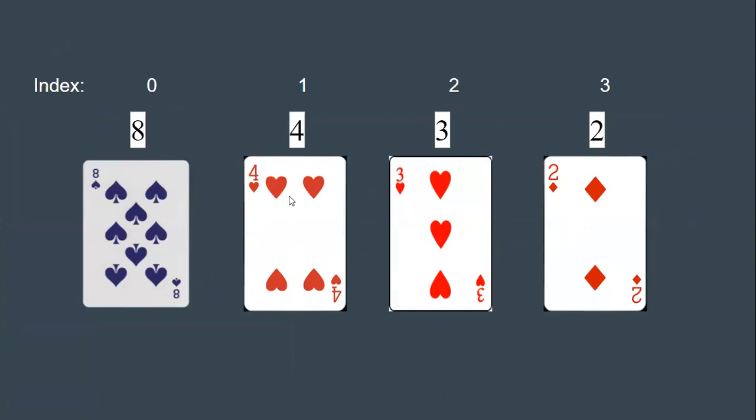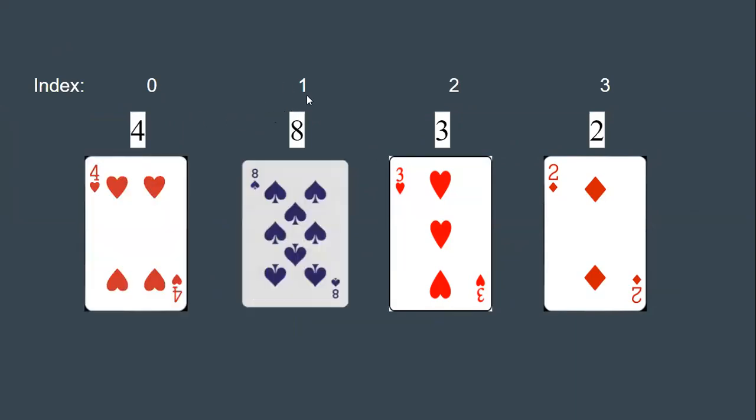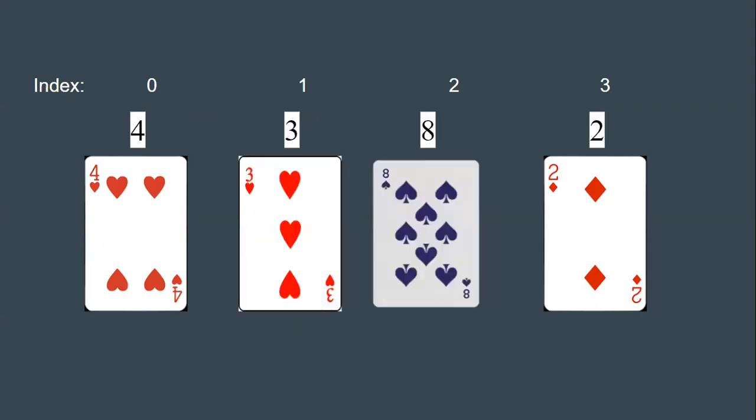Now integrating our steps into this, we start at index 0, which is the 8 of spades, and we will compare it to the 4 of hearts. And if the 8 of spades is greater than the 4 of hearts, which it is, they will be switched. And now we go to the 8 of spades and compare it to the 3 of hearts. And the 8 of spades happens to be bigger, so by our steps, we do switch these.